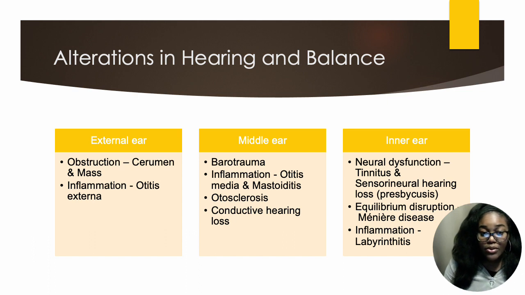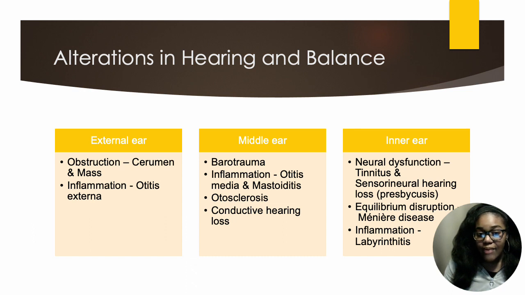You have equilibrium disruption, and again, this has a lot to do with your balance and your vestibular function. So individuals with Meniere's disease normally have tinnitus and hearing loss, and it is a type of vertigo, if you will. So vertigo is a spinning sensation where you don't feel like you're balanced. So Meniere's disease is associated with all of that, and it is associated with the overproduction or decreased absorption of endolymph.